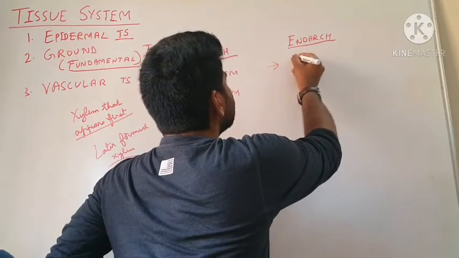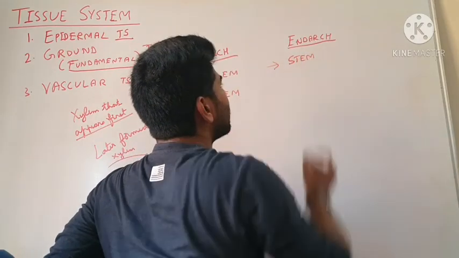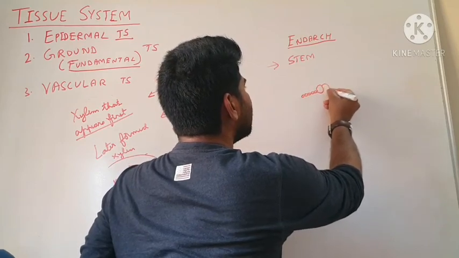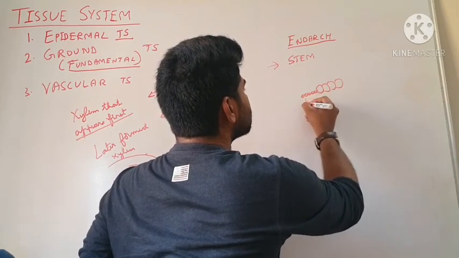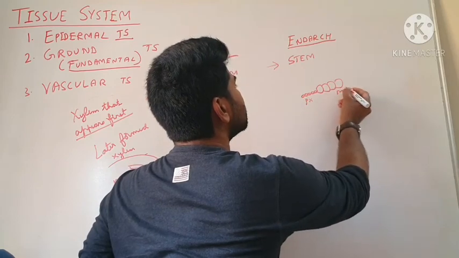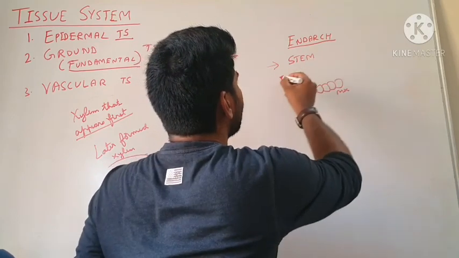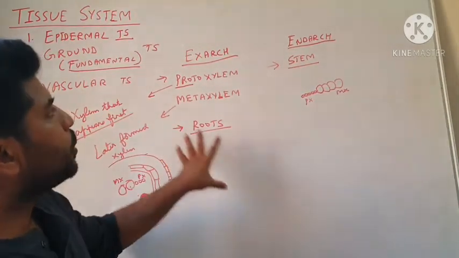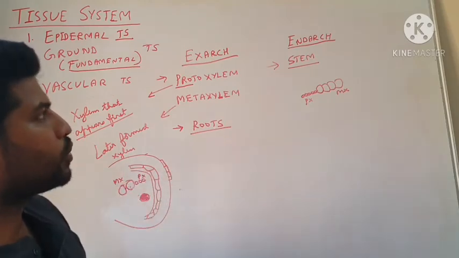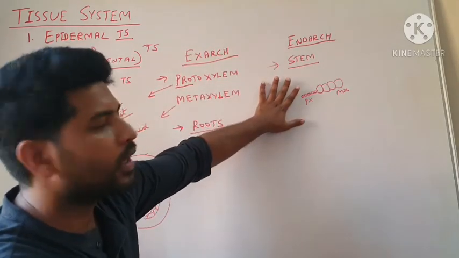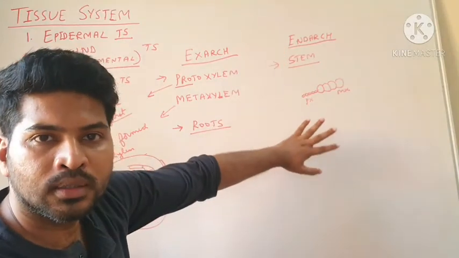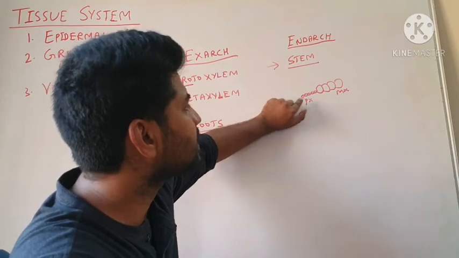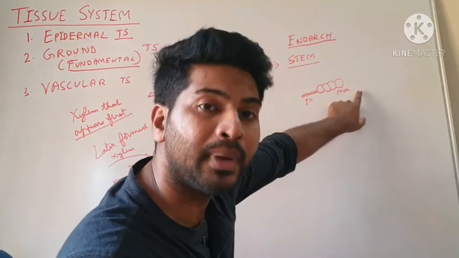The endarch condition is seen in the stem, wherein the protoxylem is present towards the inside and the later formed metaxylem is present towards the outside. This condition is called endarch condition. So these are the two important terminologies we need to know. Stem, whether dicot stem or monocot stem, will have the endarch condition where the protoxylem is present inside and the metaxylem is present towards the periphery.